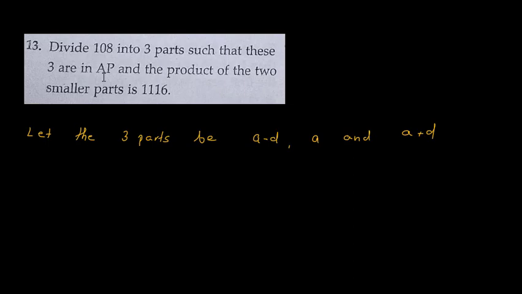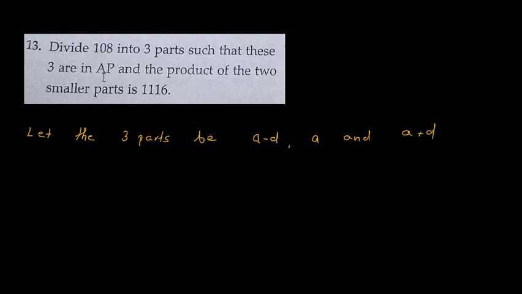Similarly, when you have 4 terms, then you should choose a minus 3d, a minus d, a plus d and a plus 3d. And when you have 5 terms, then choose a minus 2d, a minus d, a, a plus d and a plus 2d. Okay, in any standard book you will find these choices.